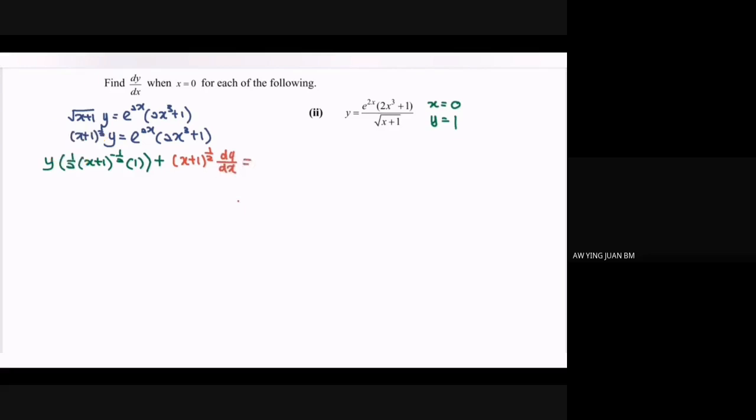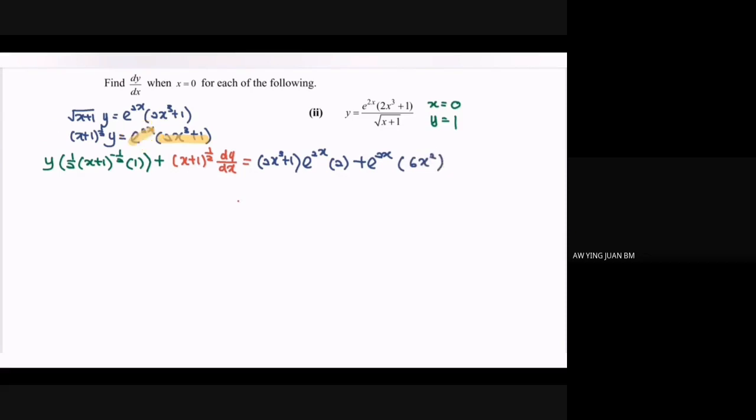Equals to, next we are going to focus where this is u and this is v. Differentiate the situation, we are going to use the product rule, where we will have 2x to the power 3 plus 1. Differentiate e to the power of 2x, so we will have e to the power of 2x, focus on the power, differentiate the power, and we will have 2. Plus e to the power of 2x, differentiate 2x cubed plus 1, and we will have 6x squared.